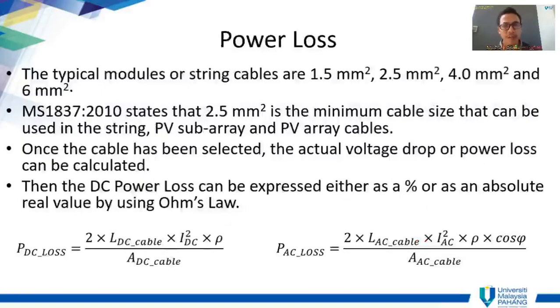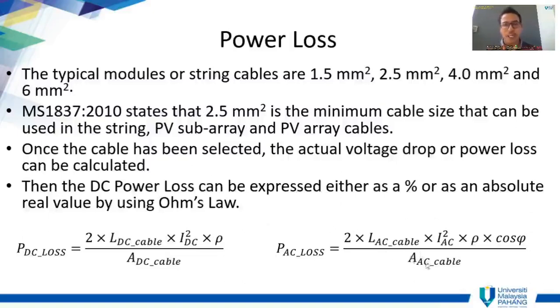Okay, move to the next. The last part is the power loss. The typical string cable is 1.5 and 4, then based on the standard, 2.5 is the same. Once the cable is selected, the actual voltage drop or power loss can be calculated. The difference from the voltage drop is only at this part: the I DC one is 2 times here. So I DC multiplied with another I DC, then you get the answer already. It's very simple, no different.